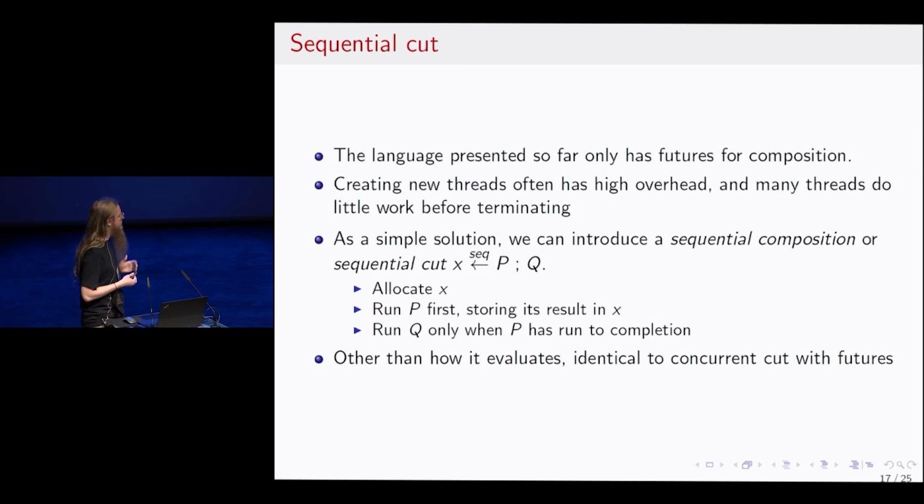Other than that evaluation difference, this is identical to the concurrent cut using futures, but by writing some programs with this, we're able to manually choose where to create new threads or not and potentially improve efficiency. It's also potentially possible to automate this in some way, but it's not really something that we've looked into.